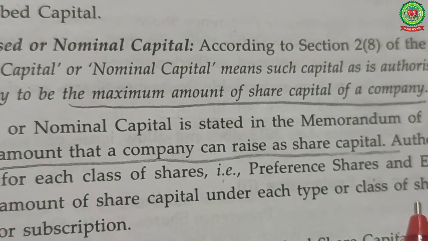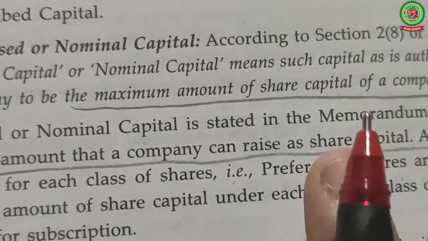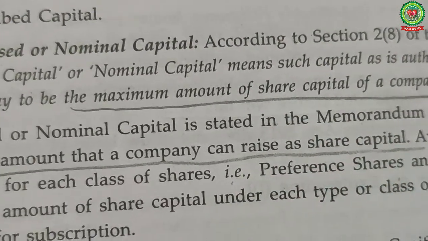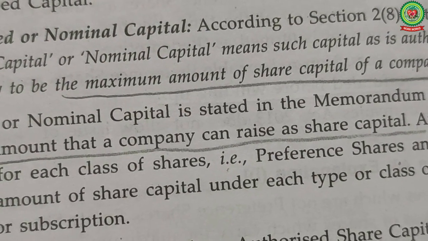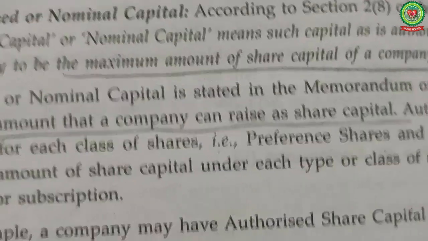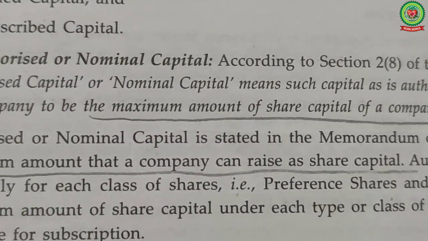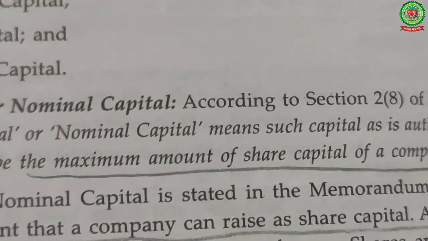Authorized capital is stated separately for each class of shares: preference shares, equity shares. You know that two types of shares are available. One is preference shares and the second one is equity shares. And it is the maximum amount of share capital under each class of shares which a company can issue for subscription. Now see the example.